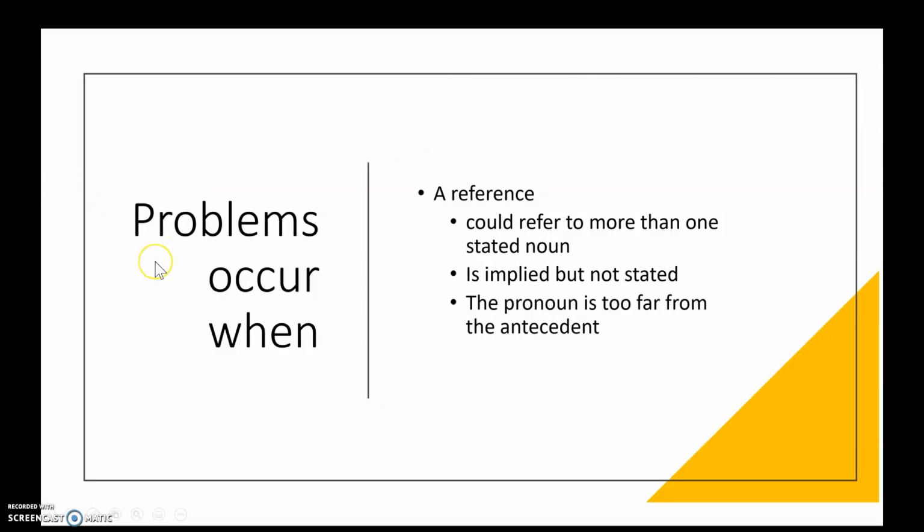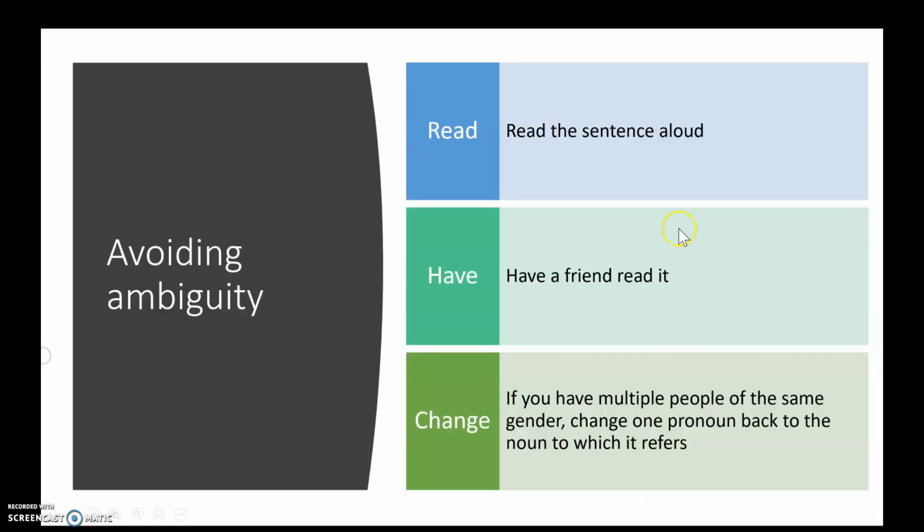So these problems occur when a reference could refer to more than one stated noun, where the reference is implied but not stated. They also can happen when the pronoun is too far from the antecedent. Normally you want to keep your pronouns and antecedents within 10 words of each other. To avoid ambiguity, it helps to read the sentence aloud, but you probably will know what you meant, so that can make these really hard to identify. It can be helpful to have a friend read it, or have me read it, to help identify to whom the pronoun is referring. If you have multiple people of the same gender, you may want to change one of the pronouns back to the noun to which it refers, because that often creates a lot of confusion.